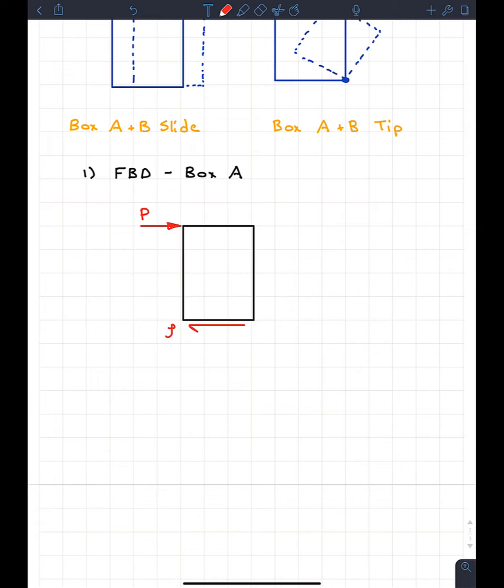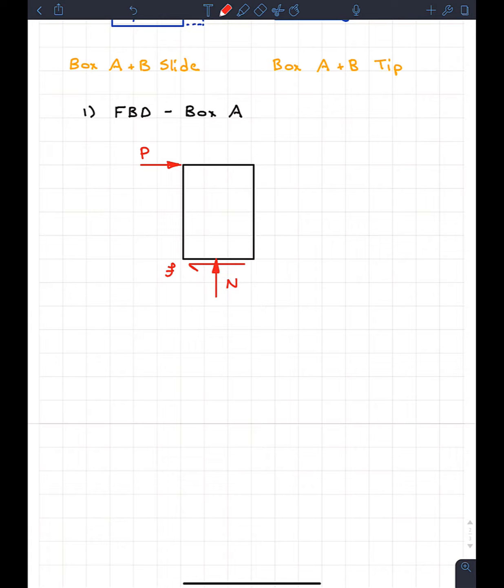And of course, with friction, we always have a normal force accompanying it. So we're going to have a normal force here, like this. And then, of course, the box has a weight. So we have a weight coming down right at the centroid. So I have a weight coming down, and we know that the weight is 350 newtons.